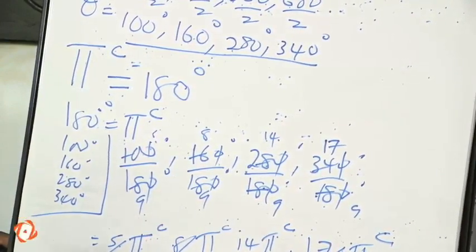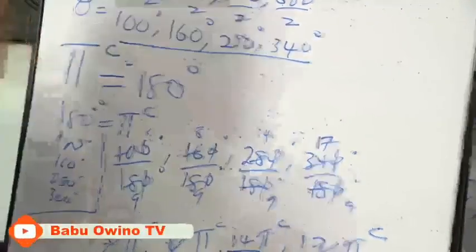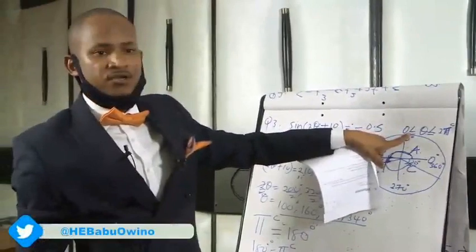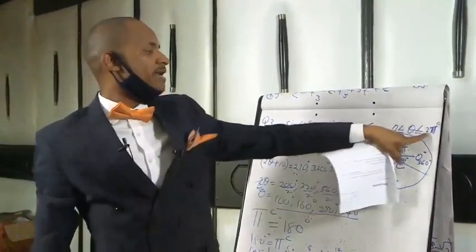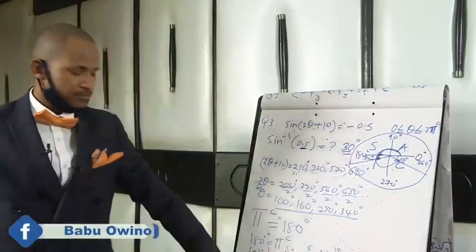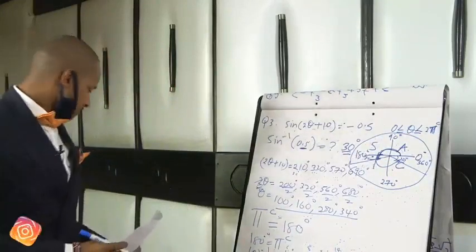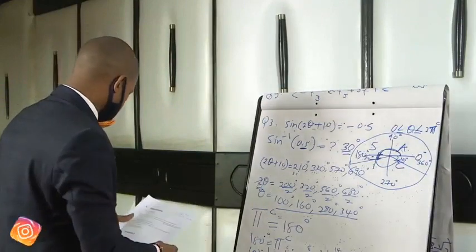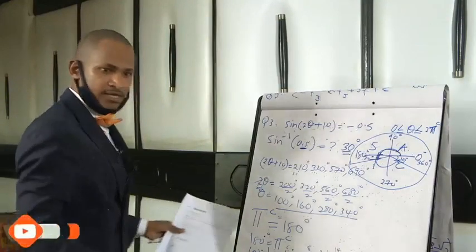So this is our final answer, which is in the range of theta being greater than 0 but less than 2 pi radians. So you leave your answer in pi radians. So we can proceed to the next question.